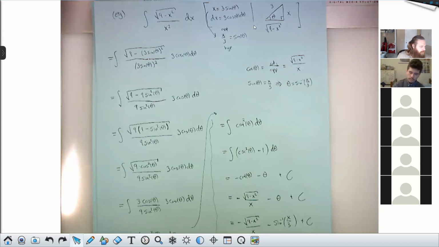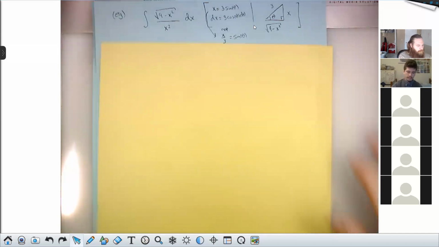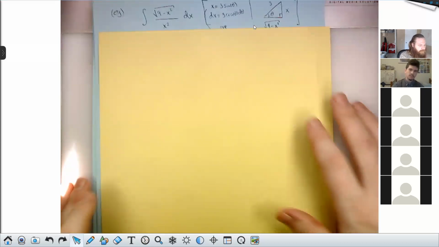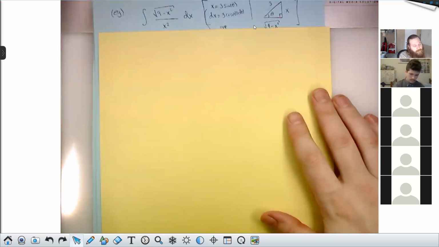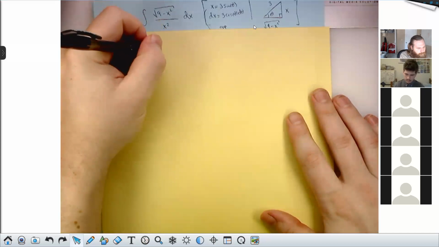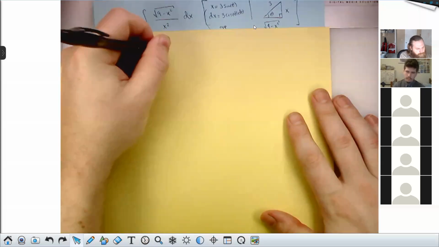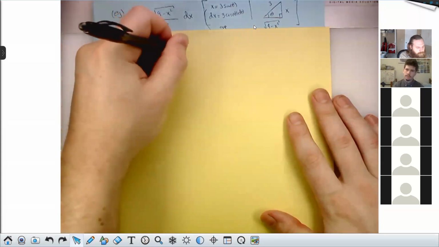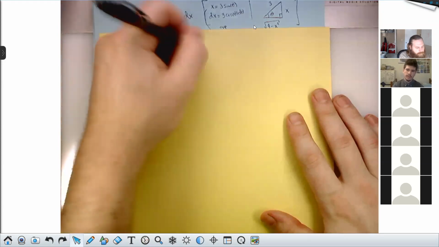So here, we'll do this off to the side. If you wanted to, here's an alternate approach. You know that sine squared theta plus cos squared theta is always 1, right?